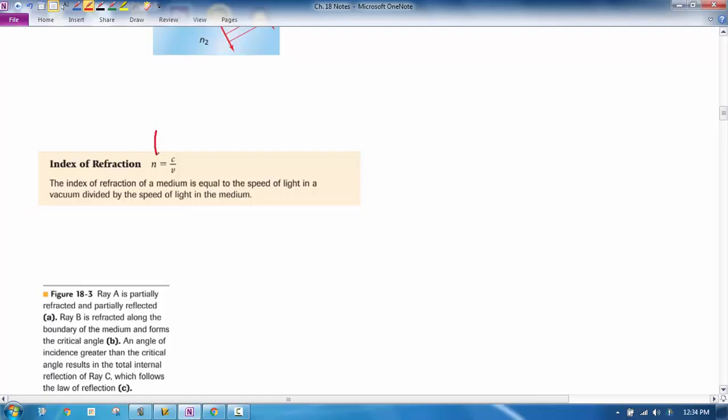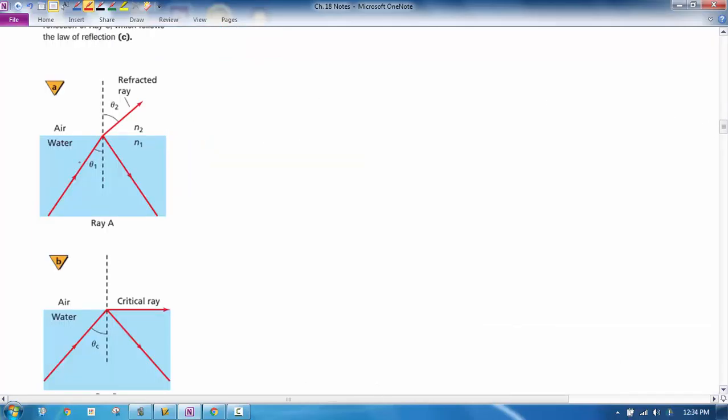All right, so the next thing is, what is n? The index of refraction n is all it is, a ratio of the speed of light to the speed in the medium. So it's the ratio of the speed of light in a vacuum to the speed of that light in whatever specific medium you're talking about.